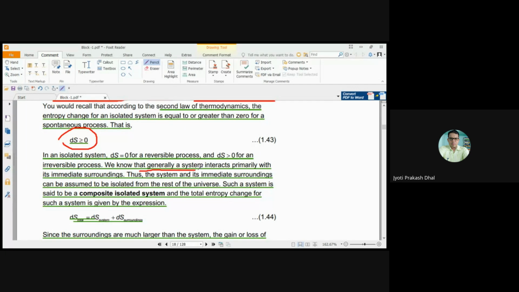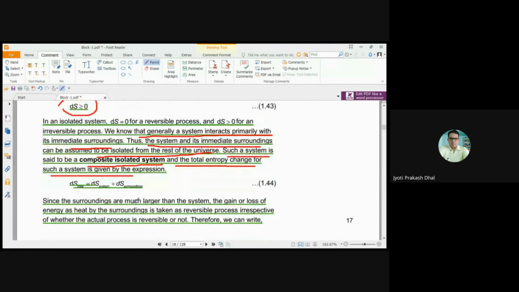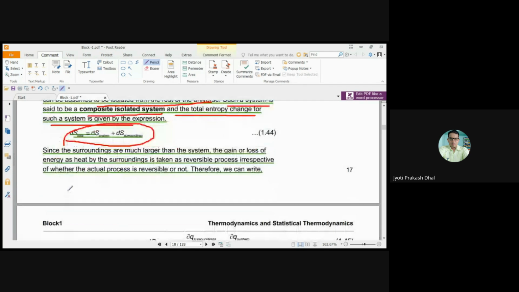We know that generally a system interacts primarily with the surroundings. Thus, the system and the immediate surroundings can be assumed to be isolated from the rest of the universe. Such a system is said to be a composite isolated system. For that system, the total entropy change is given by del S total equals del S system plus del S surrounding.